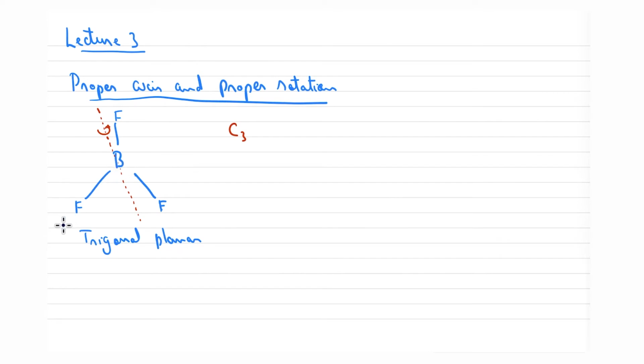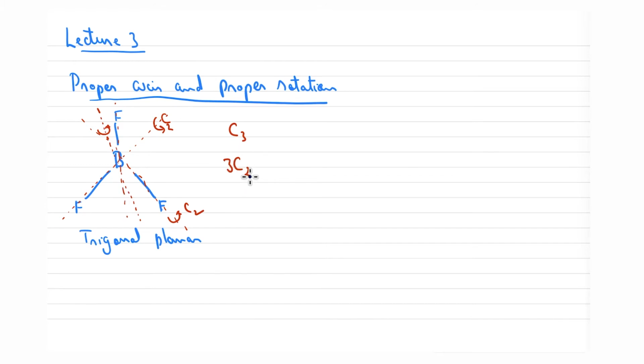Another axis will be the one which is actually in the plane of the board and is passing through B and F atoms. So this will be called as C2 axis. And how many such C2 axes will be present? There will be 3 such C2 axes present. So we have 3 such BF atoms. So we'll have this C2 and another one passing through this, right? So 3 such C2 axes.